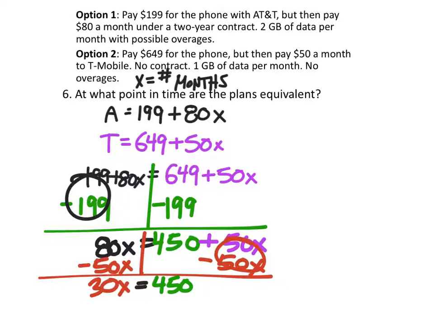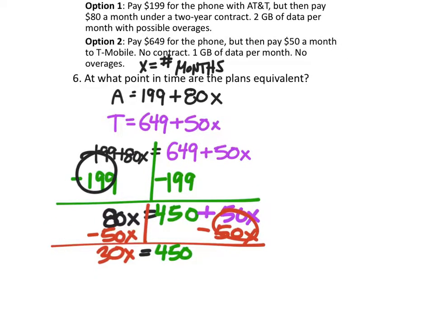So the last thing we would do in this problem to solve it, sorry, I just need a little bit more space there, is to divide both sides of the equal sign by 30 to make that a 1x. Right, so 1 month, 450 divided by 30, you can cross the zeros out. So it's really just 45 divided by 3, and that's 15.